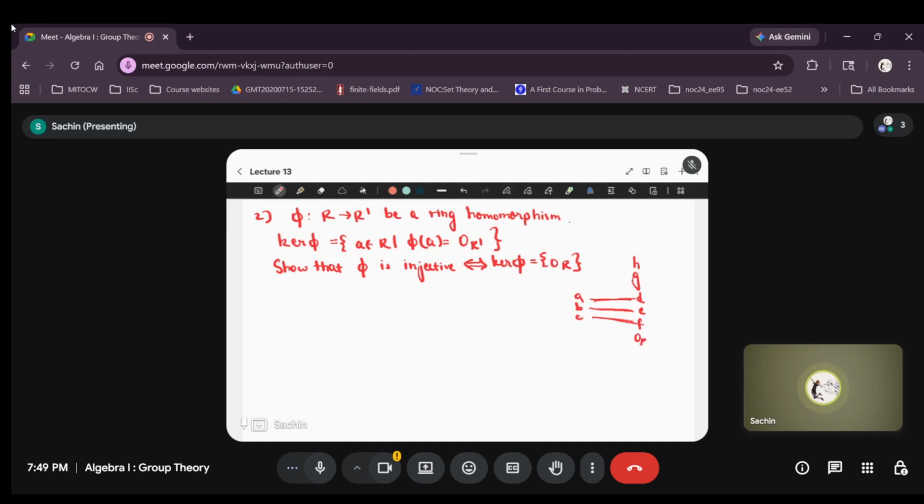Here you have 0 R prime, then you will have 0 R. We know that 0 R is mapped onto 0 R prime for every ring homomorphism. So that is the only element mapped onto 0 R prime. That's if the homomorphism is injective, then 0 R is the only element mapped onto 0 R prime. That's one direction.